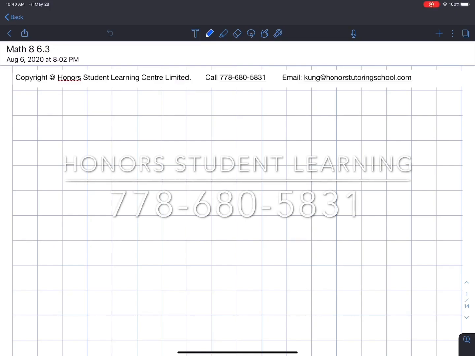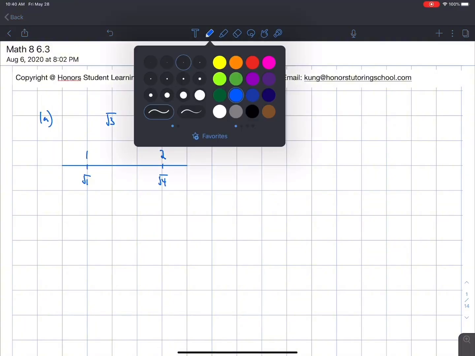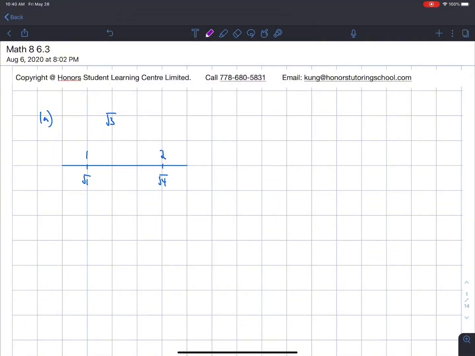Okay, moving on to 6.3, question 1a. Between what consecutive whole numbers are the following square roots? So we can say that the square root of 1 is 1, and the square root of 4 is 2, right? So the square root of 3 is going to be in between the square root of 1 and the square root of 4. This will be the square root of 3. So we can say that the square root of 3 must be in between 1 and 2.